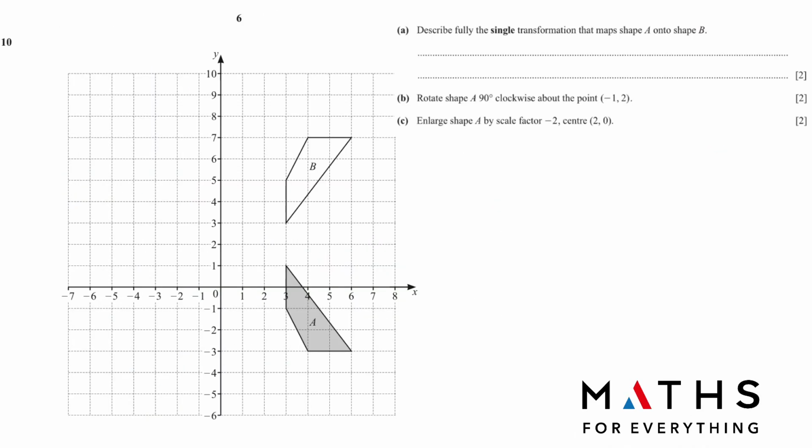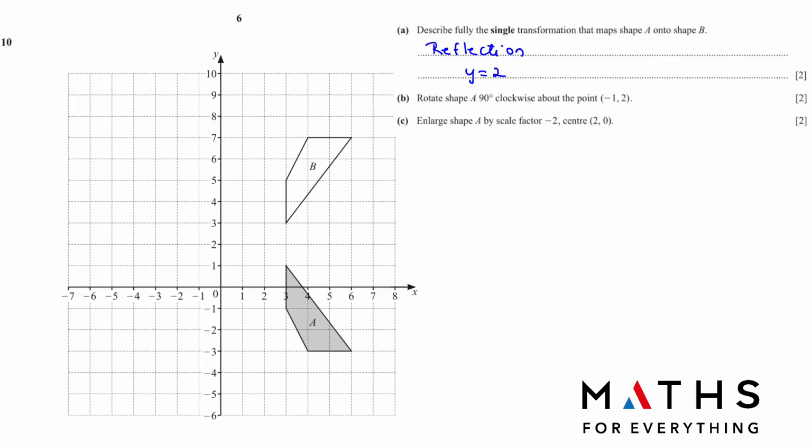Here we have transformation questions. First, describe the single transformation that maps shape A onto shape B. This is a reflection in the line. What's the line? Y is equal to 2. So that was an easy one. If you just write reflection and you don't write the equation of the mirror line, you will not get 1 mark.